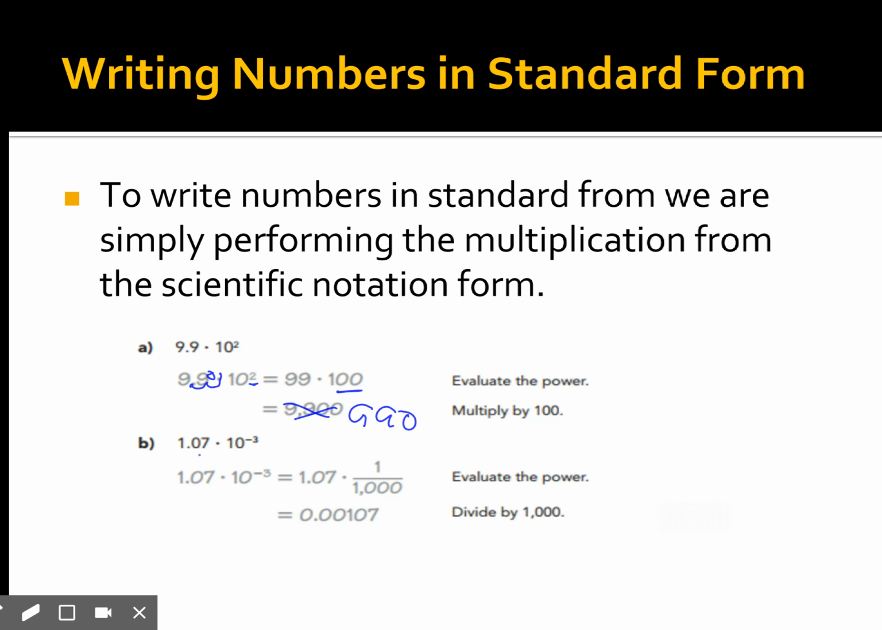Letter B, we have 1.07 times 10 to the negative third. As you probably guessed, because it's a negative exponent, we're going to move my decimal the opposite way. So I'd have 1.07. It's a negative 3, so I'm going to go 1, 2, 3 spaces and place my decimal here. Fill in those empty spots with zeros. I get 0.00107. And again, there were 3 zeros. So this is just moving the opposite way to get it into standard form.